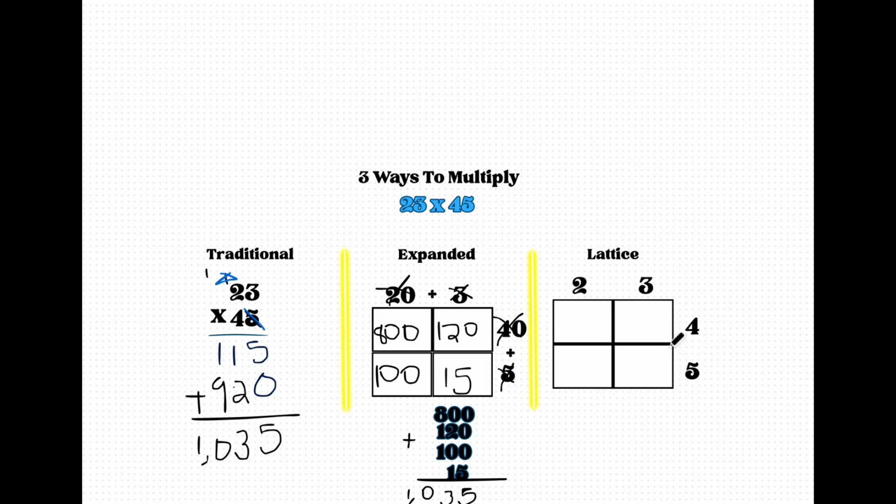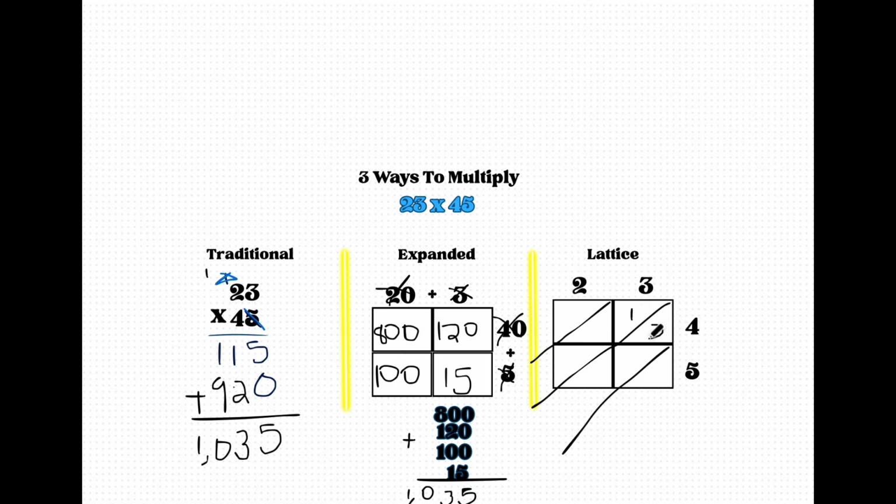Now for lattice, we have 23 times 45. I have my boxes. I'm going to draw a diagonal line from corner to corner to corner. And the next one, I'm going to do corner to corner. And I like to tell my students with lattice, it's like going to the party. First 4 dances with the 3. So 4 times 3 is 12.